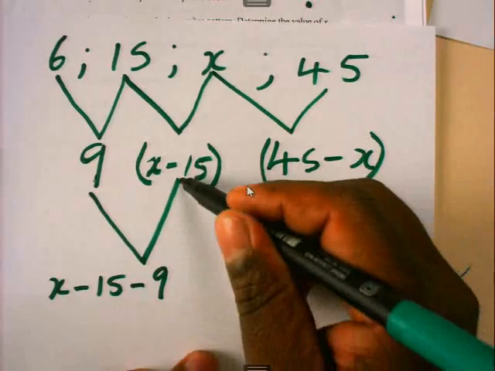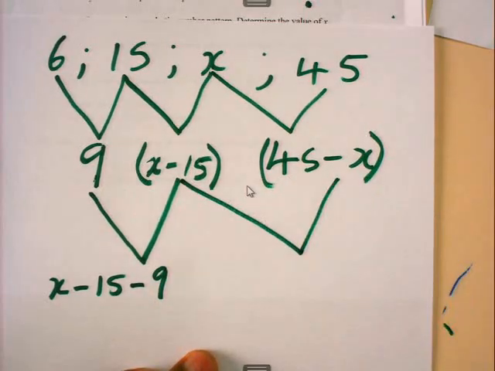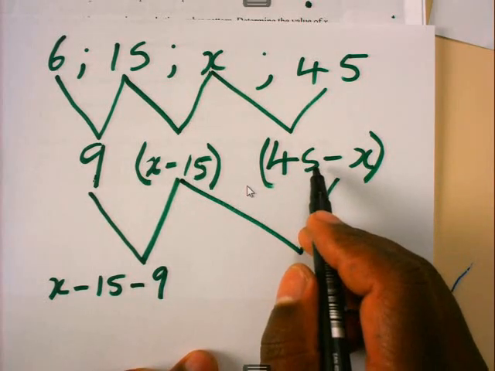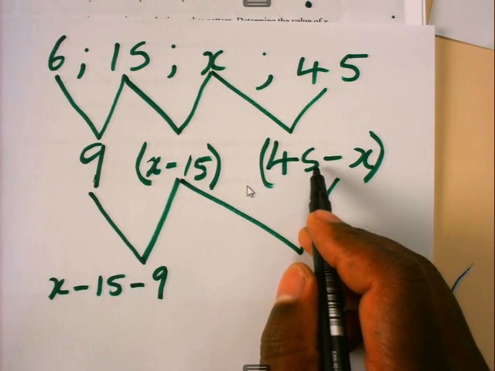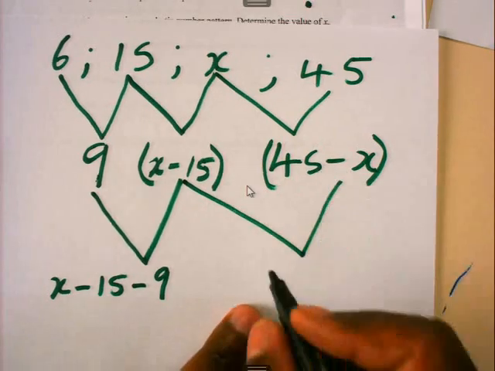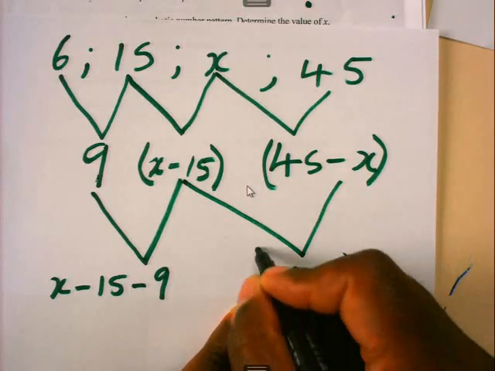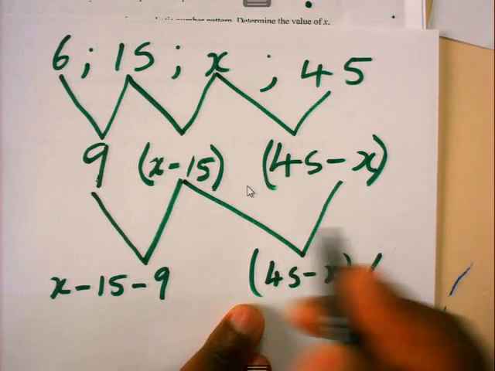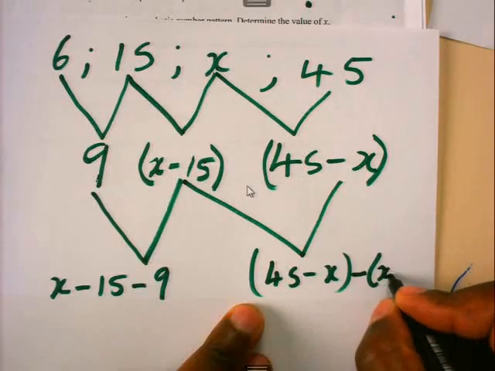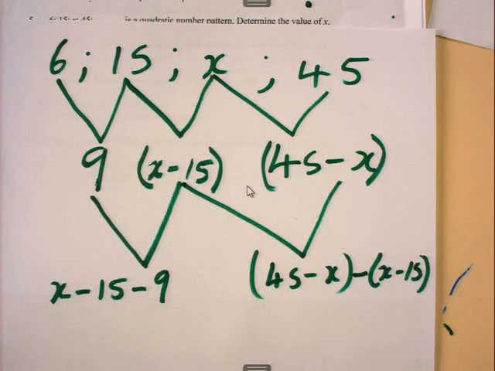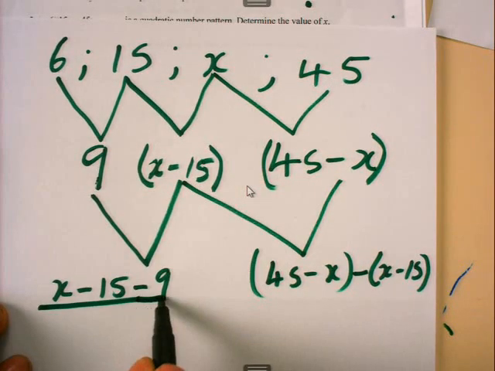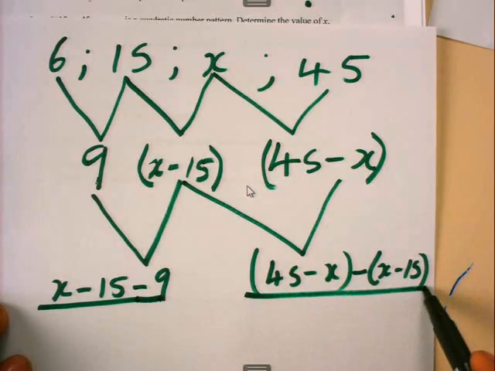Let's determine another second difference here. We've got 45 minus x. So what do we do? We say 45 minus x, you subtract this one, x minus 15. Let me note, this is the second difference.